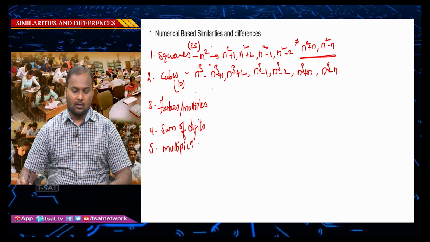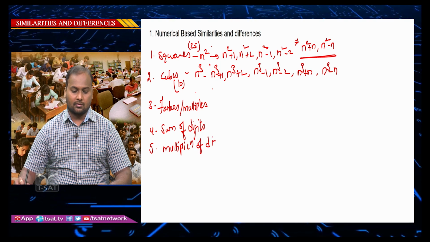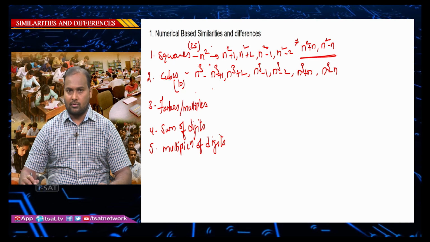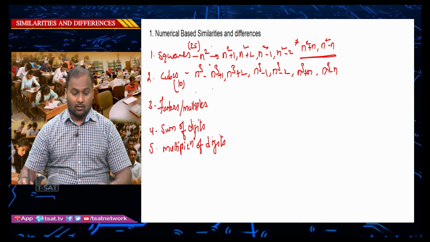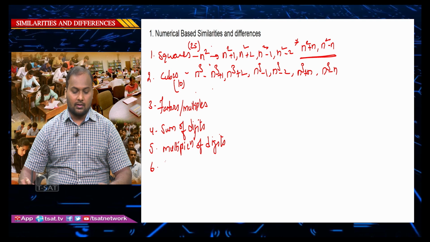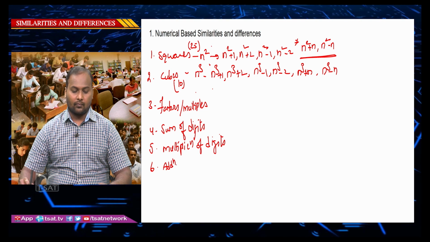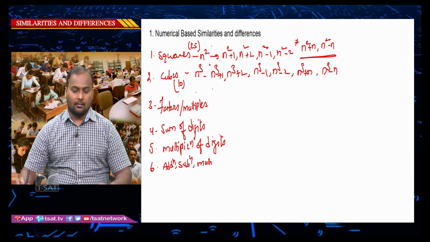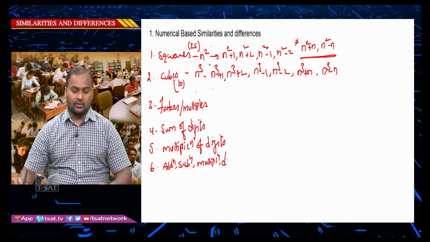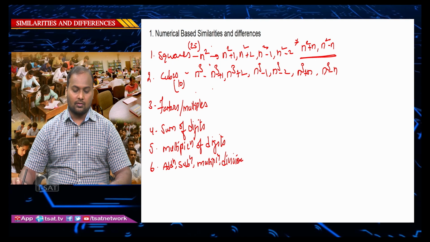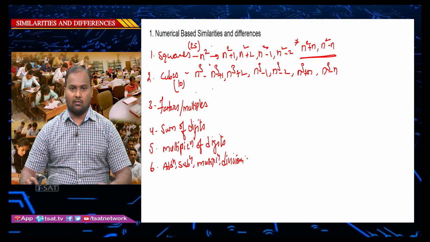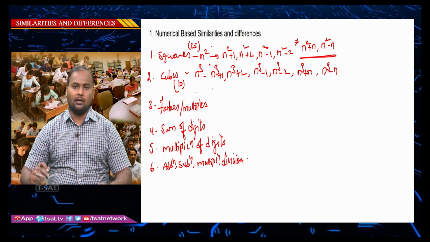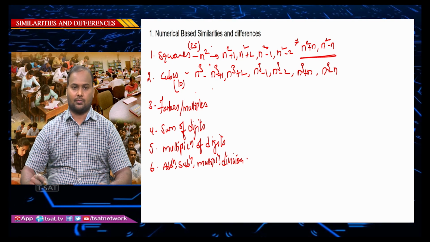Multiplication of digits. In this case also, the options that you are going to get will have a similar multiplication pattern and one option will be completely different. And the next one is simple additions, subtractions, multiplications or divisions. If you see the options, simple additions, subtractions, multiplications and divisions can be applied to these given three options.